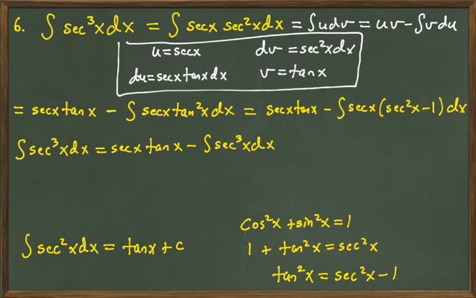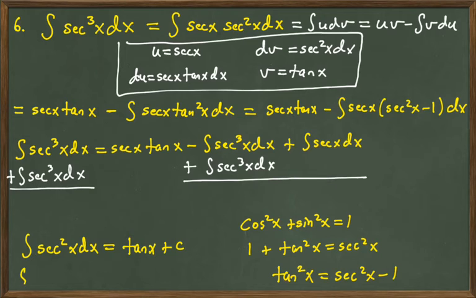Okay, so this is kind of like that integral that we looked at back in integration by parts, where you end up getting the same integral as you're going through the integration by parts. So that's going to be good. This is going to work out pretty nicely here. Okay, and then plus the integral of secant x dx. So we're going to go ahead and move the integral of secant cubed over to the left-hand side. So we're going to add the integral of secant cubed x dx to both sides.